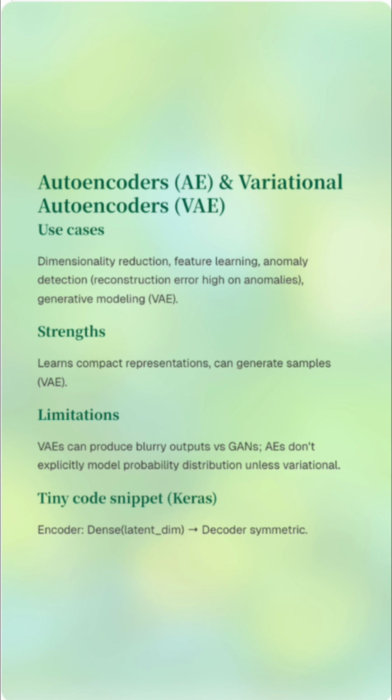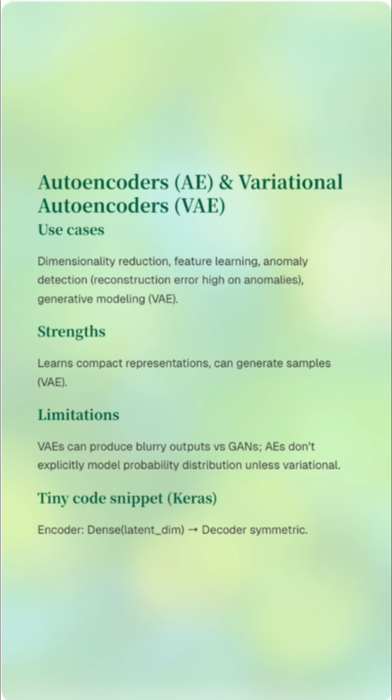And VAEs take it a step further. They can generate completely new data samples. So how do they work? They force the network to learn a compact, bottleneck representation of the input. The VAE's special trick is that it learns a smooth, continuous latent space, which is what allows it to generate new samples.